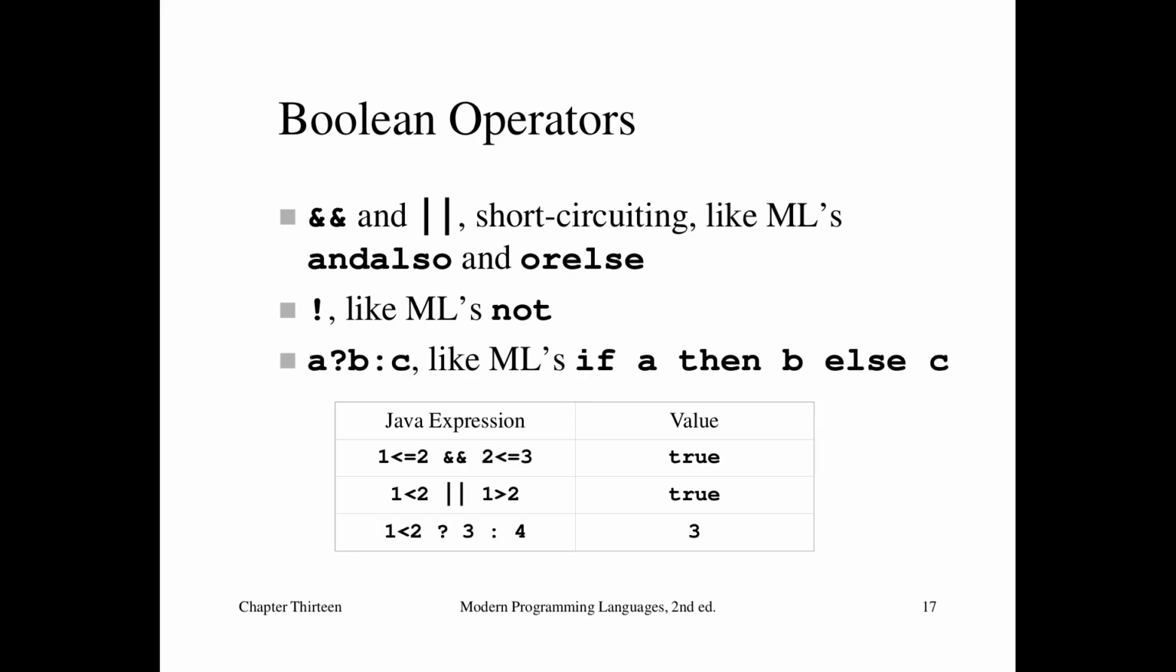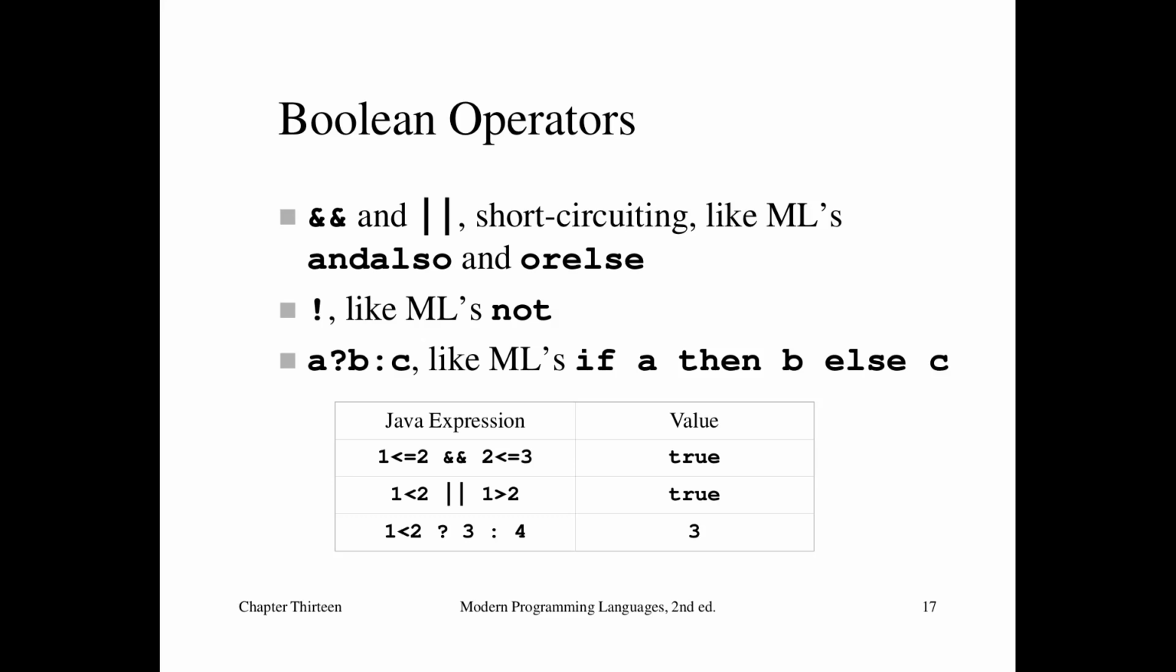Furthermore, we have Boolean operators. These are infix operations that take in Boolean operands on both sides. The double and and the double or are short-circuited, similar to ML's andalso and orelse. So if the first item is false in an and, it does not evaluate the second item. In an or, if the first item is true, it does not evaluate the second item. So bear that in mind. We also have the not operator, which is the exclamation point. It's a unary operator, applies to a single thing, and will negate the Boolean value of that.